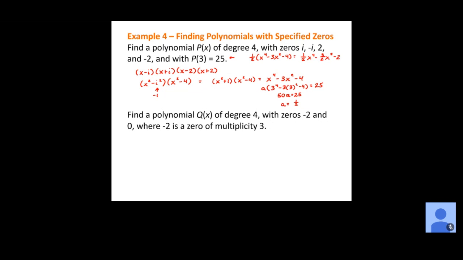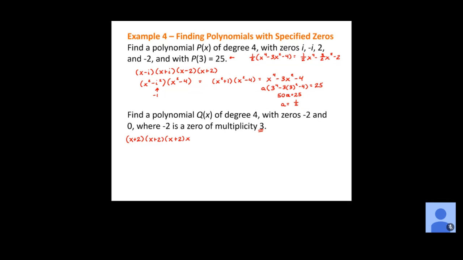All right, now the second one here, we're looking for Q of x, needs a degree of 4. Zeros are negative 2 and 0, where negative 2 is a 0 of multiplicity 3. So what that means is that when we list out our factors here, we know negative 2 is a 0, which means that x plus 2 has to be a factor. But because that has a multiplicity of 3, I know that factor is going to happen 3 times. We're going to have x plus 2 and x plus 2 again. And then our other 0 is just 0, so that's just going to be a factor of x.